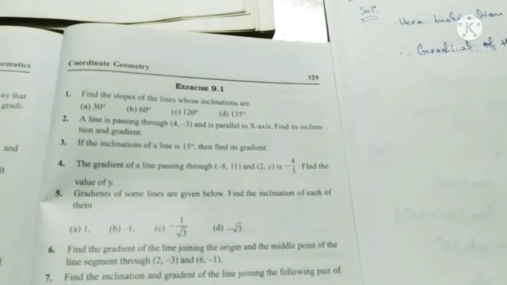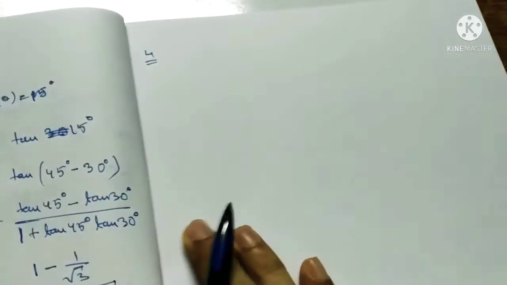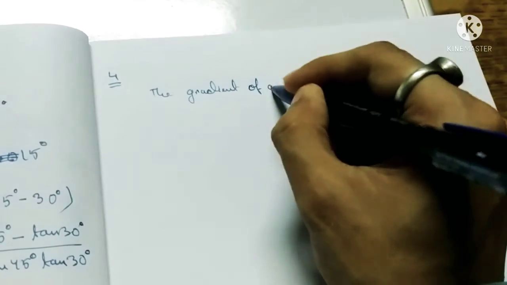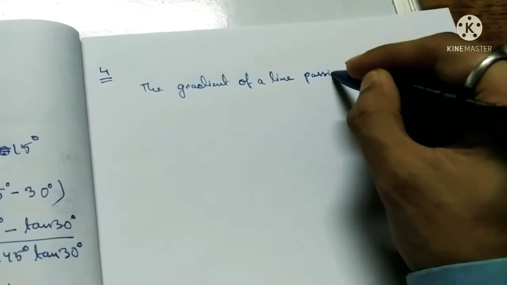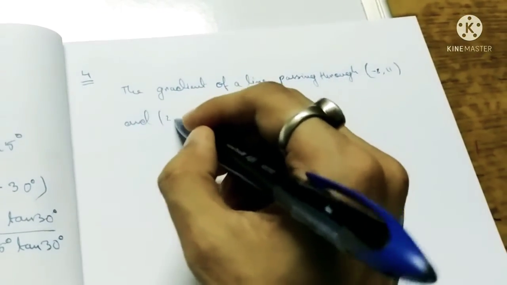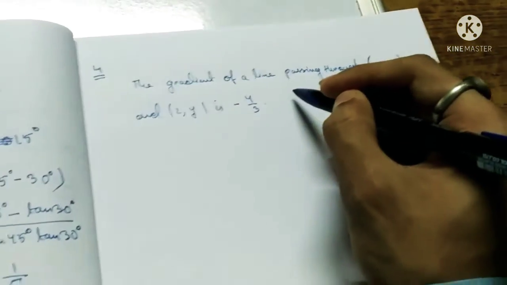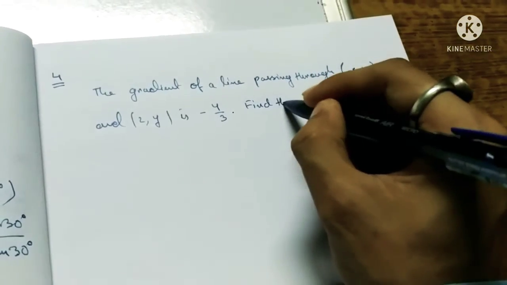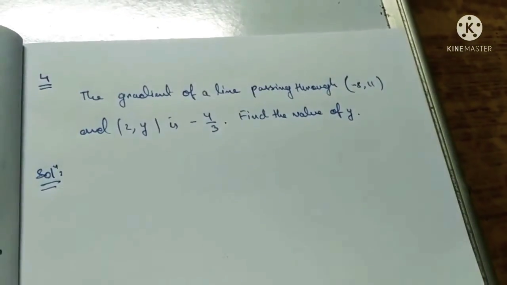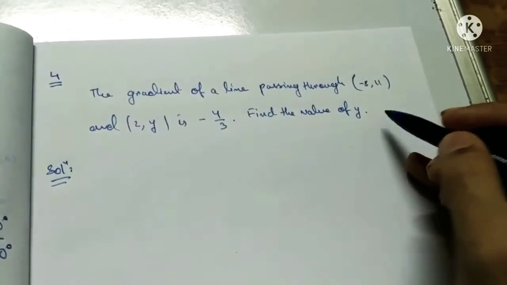Next, question number 4. The gradient of a line passing through minus 8, 11 and 2 comma y is minus 4 by 3. Find the value of y. We have done this type of problem in an example. The gradient of a line passing through these two points is given. I have to find the value of y.